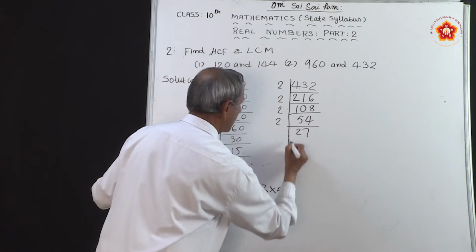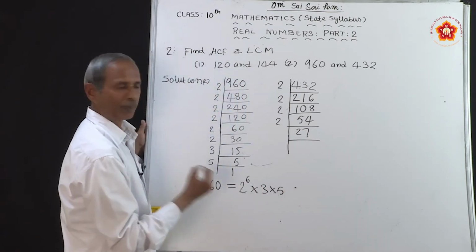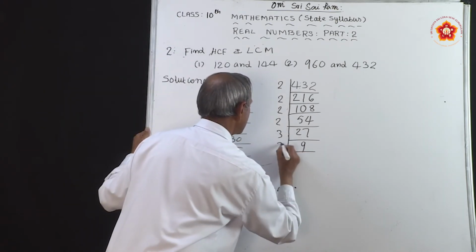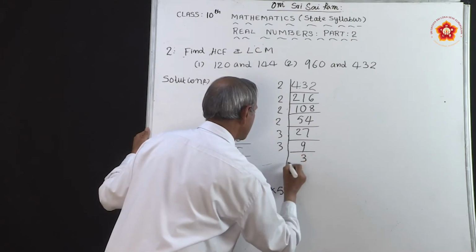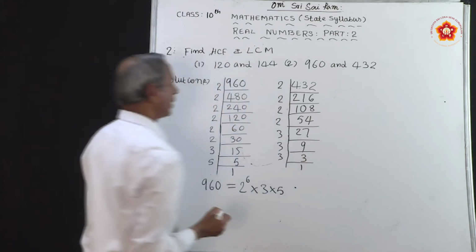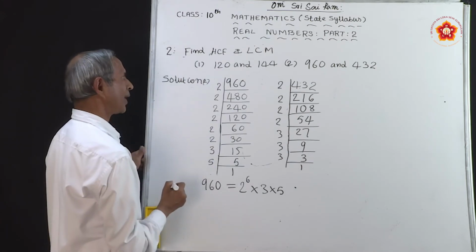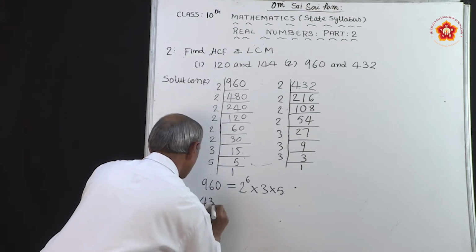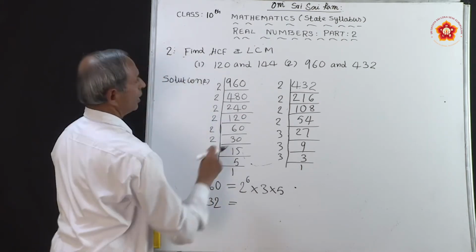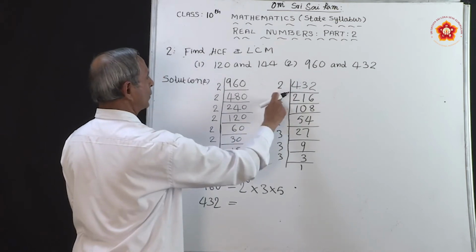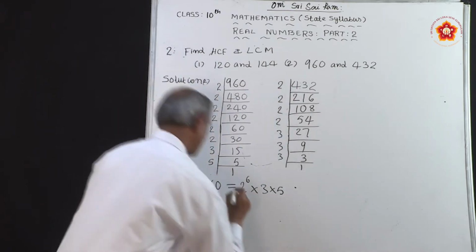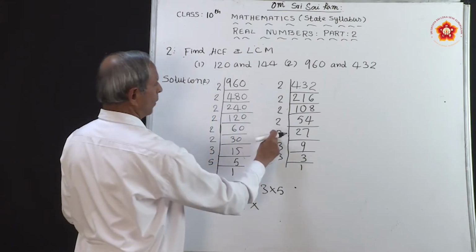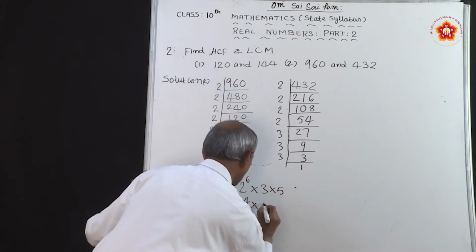Next, it is not divisible by 2, so take the next prime number, 3. 3 9s are 27. Next 3 3s are 9. Next 3 1s are 3. Now, let us write the prime factors of 432. 432 equals, now count how many times 2 is repeating: 1, 2, 3, 4 times it is repeating. Write 2 to the power of 4 multiplied by 3 is there 1, 2, 3 times, write 3 cube.